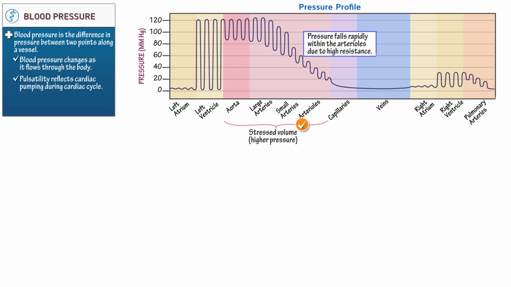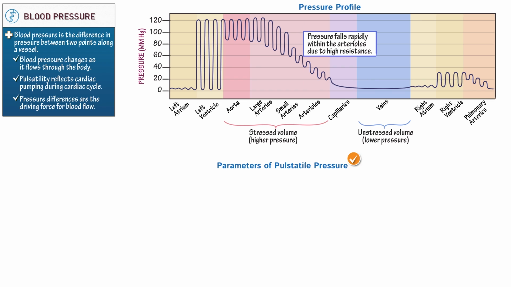Indicate that the blood within the arterial system is the stressed volume. It's under high pressure. Conversely, the blood within the venous system is the unstressed volume, as it's under significantly less pressure. Also recall that the majority of the blood is within the venous, the unstressed portion of the circulatory system. Denote in our table that the pressure differences along the cardiovascular system provide the driving force for blood flow.